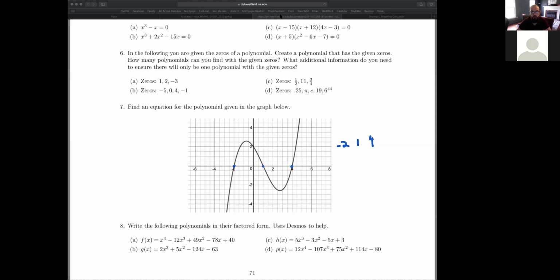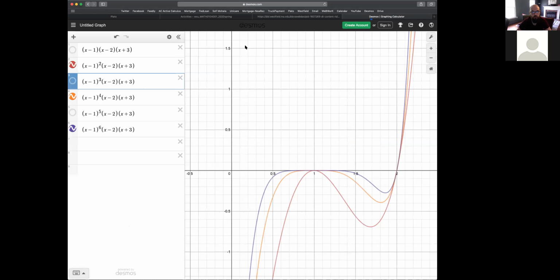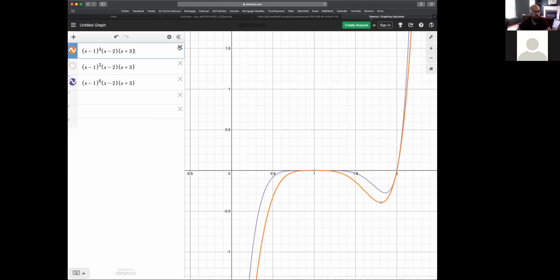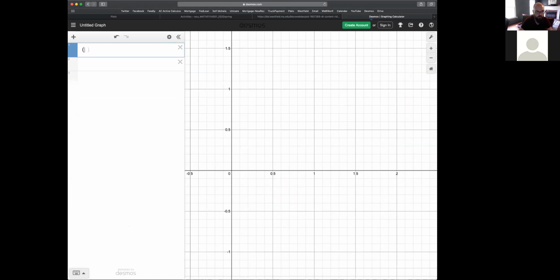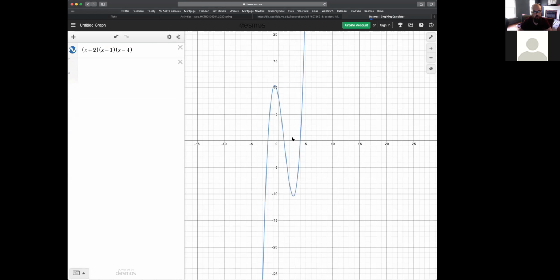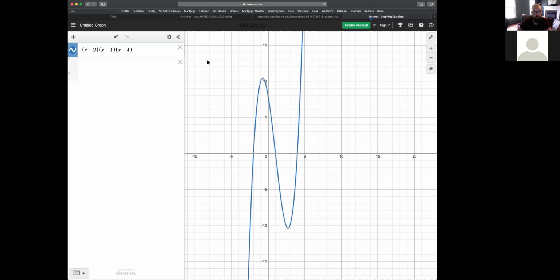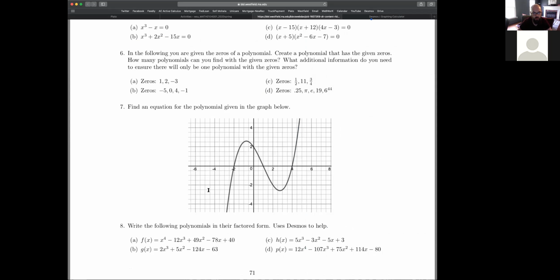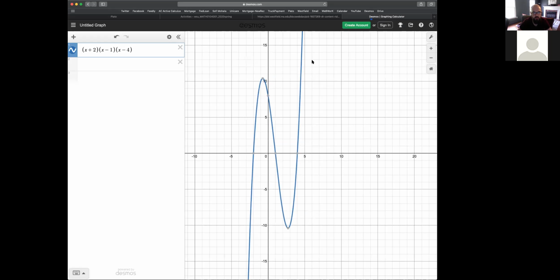So what we can do is, over here, let's get rid of this. So we have -2, 1, and 4. Those should be our zeros. Okay, so here's my graph, and if I come back over here and compare it, there are some distinct differences. So this one, the zeros are in the right places.